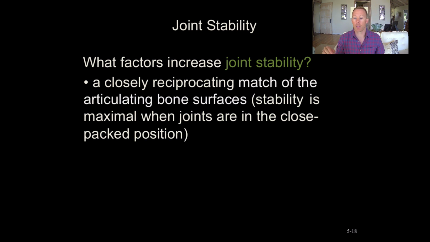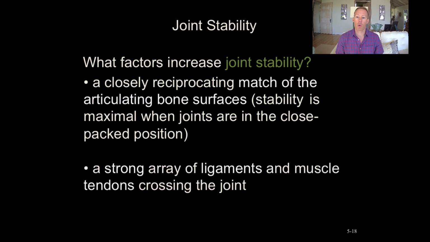So how well the bones fit together, a strong array of ligaments and tendons crossing the joint. Again, the hip has all these strong ligaments at the joint, surrounded by tons of muscle. You think of how powerful the glutes are. I mean, you've got your hip flexors, your abductors, adductors, internal and external rotators. The hip is just covered with stuff.